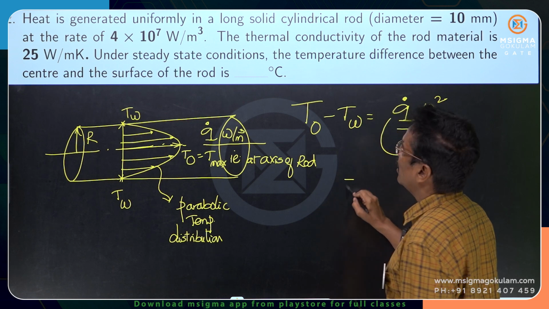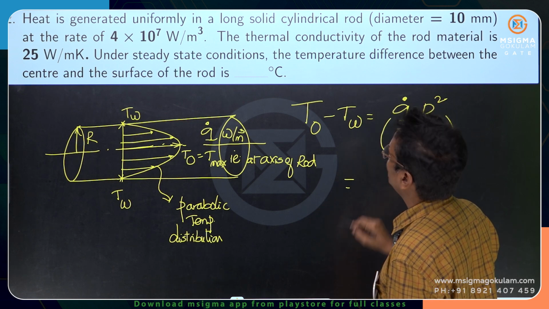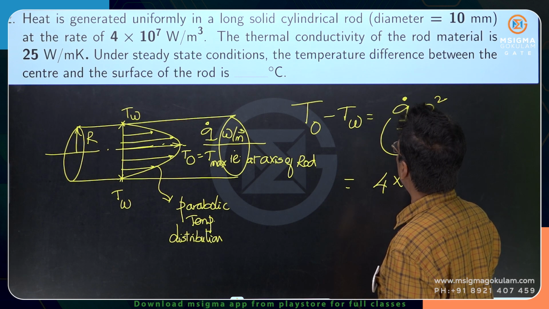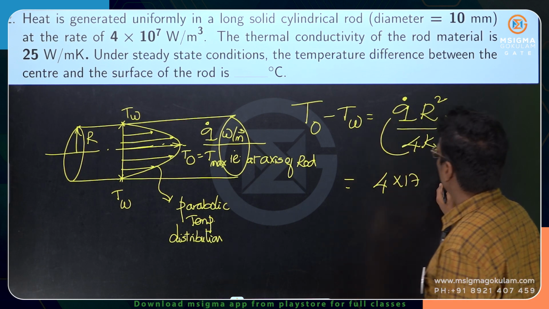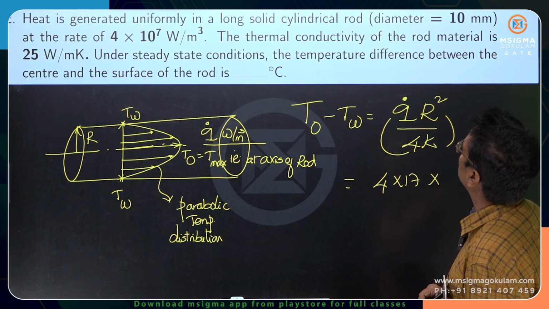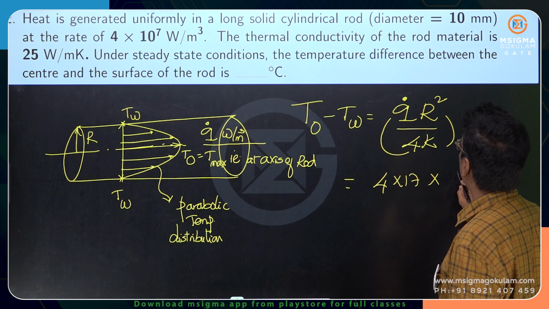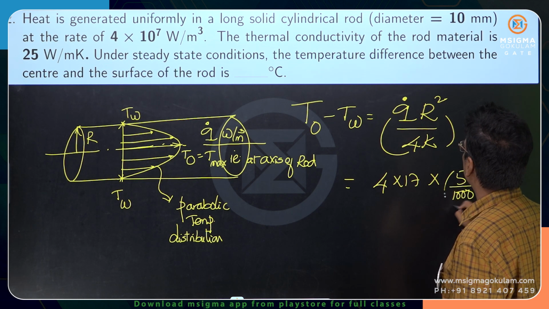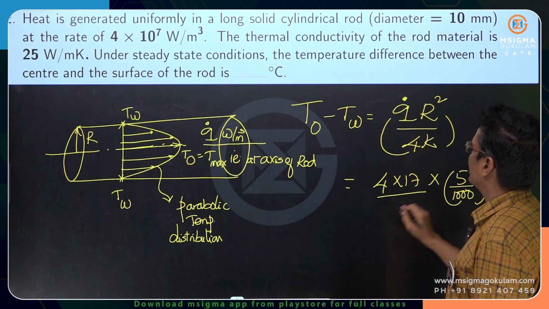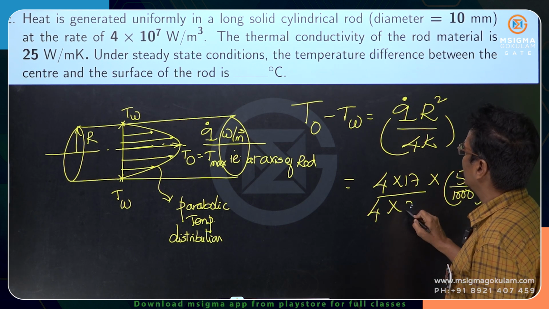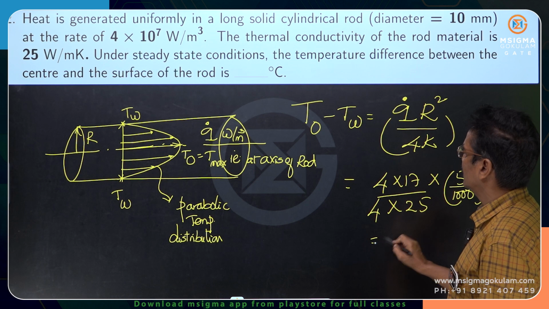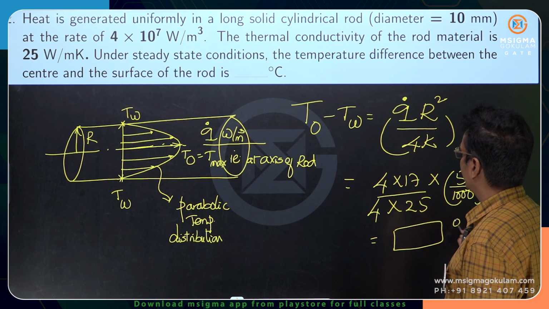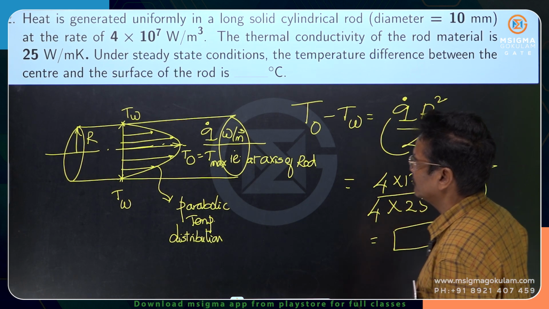Q dot is given already. What is Q dot? 4 into 10 power 7 watt per meter cube. Always maintain the proper units. The diameter is 10, so the radius will be 5, that is 5 divided by 1000, whole square, divided by 4 into the thermal conductivity, which is 20. You will get T naught minus TW.